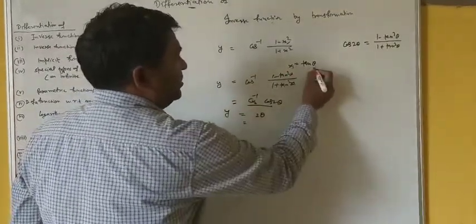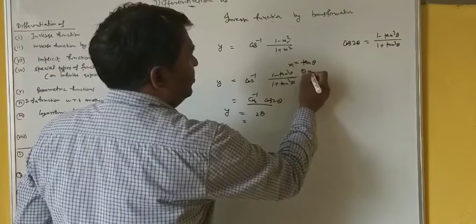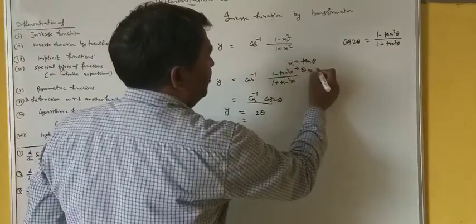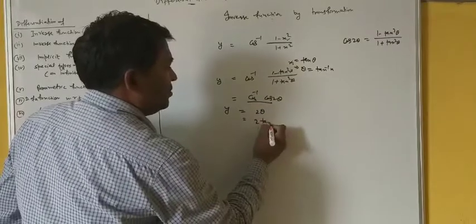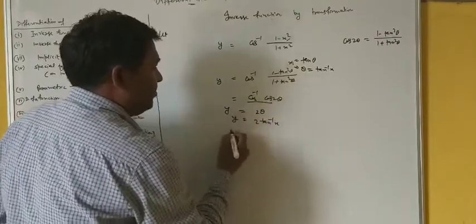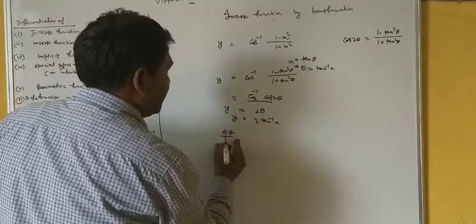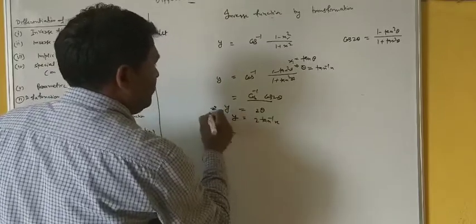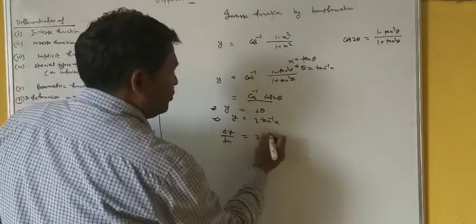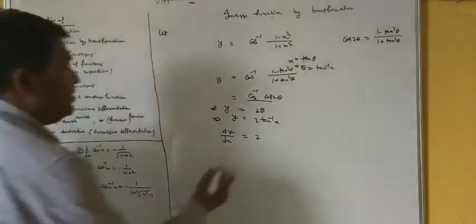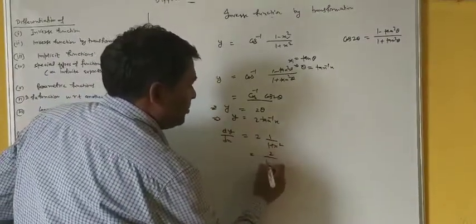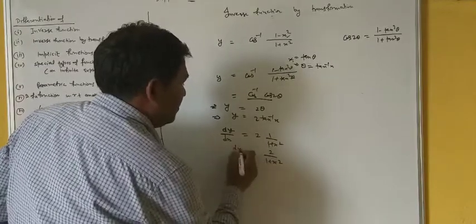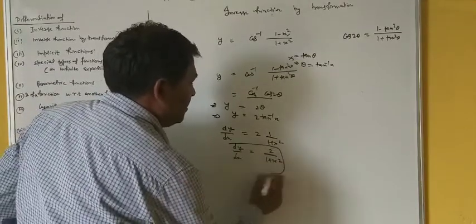Now if x is tan theta, then theta is what? It implies that theta is equal to tan inverse x. So replacing it, what do you get? y is 2 tan inverse x. Now differentiating both sides, dy by dx is equal to 2, and again the differentiation of tan inverse x is 1 upon 1 plus x square. So dy by dx will become 2 upon 1 plus x square.